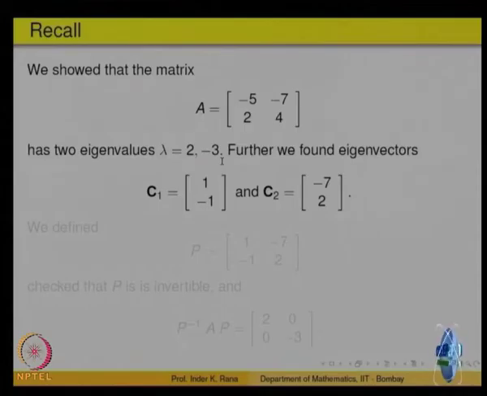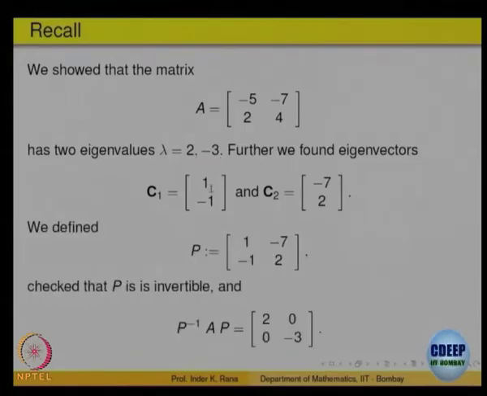So, this gave us the matrix P with the first column as the first eigenvector and the second column as the second eigenvector. And we showed that since these are eigenvectors corresponding to distinct eigenvalues, these two vectors are linearly independent, and as a result this matrix P has full rank, so it is invertible. And then we checked the property that P inverse AP is a diagonal matrix, the diagonal being the eigenvalues 2 and minus 3. So, this was the illustration of how to find a matrix which will diagonalize a given matrix A.